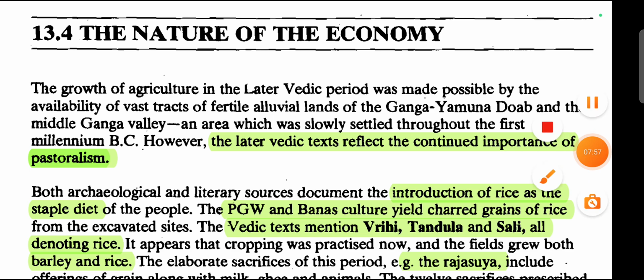The nature of economy. The growth of agriculture in the later Vedic period was made possible by the availability of vast tracts of fertile alluvial lands of the Ganga-Yamuna Doab and the Middle Ganga Valley, an area which was slowly settled through the first millennium BC. However, the later Vedic texts reflect the continued importance of pastoralism.